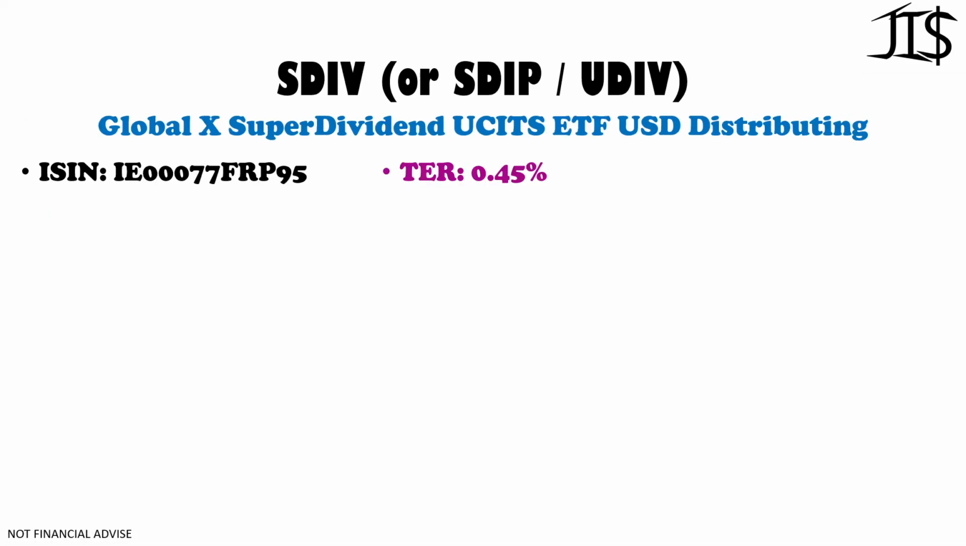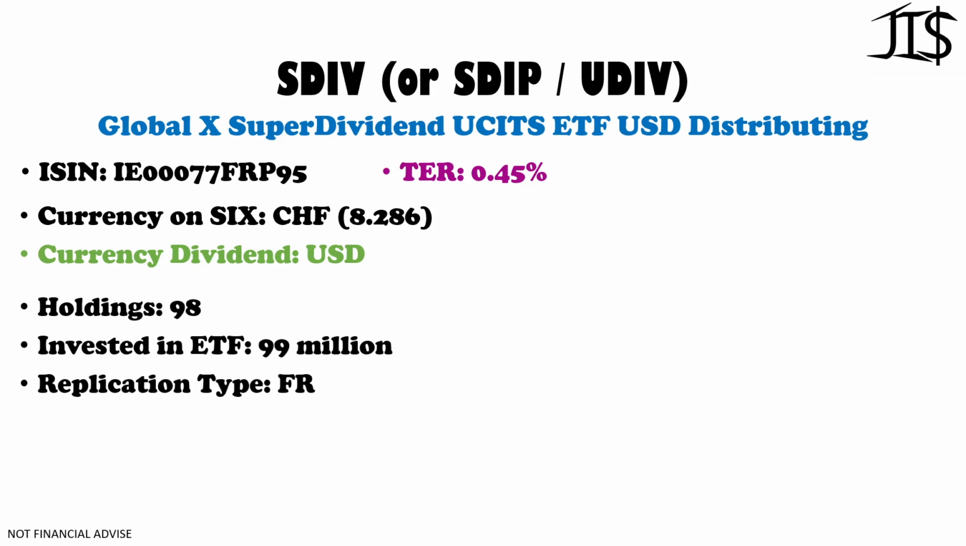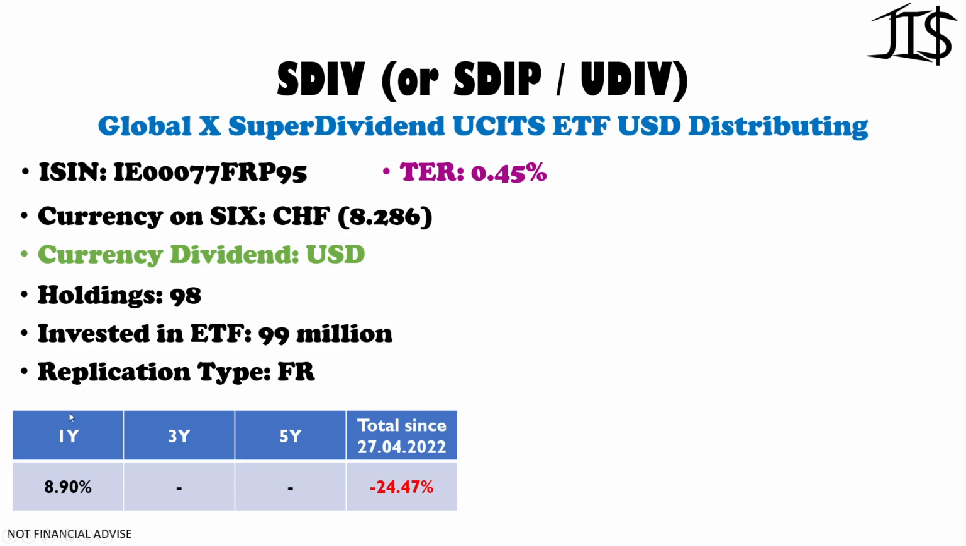So then we have the SDIV one from Global X, SuperDividend UCITS ETF, a total expense ratio of 0.45. The currency on the SIX stock exchange is Swiss francs, and it's 8.286 Swiss francs right now. The dividend is being paid out in US dollar, and there are 98 companies in this ETF, and 99 million is invested into it. It's also a fully replicated type 1, and in the past year it's up 8.90%.